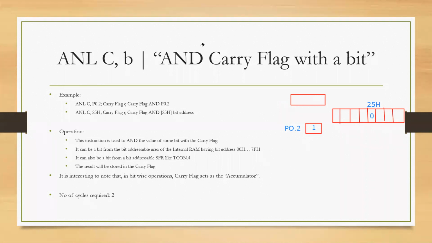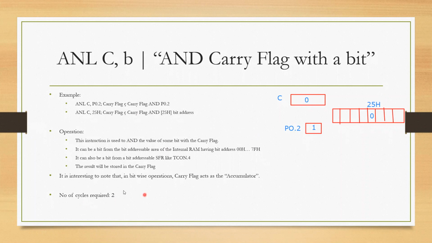So this 0 is placed in the carry flag. The carry flag will get the content of the carry flag ANDed with the value in 25 hex location. So you get 1.0, and the 0 value is copied to the carry flag. So this is used to AND the value of a bit with the carry flag. The bit in a special function register or in a bit addressable memory location is ANDed with the carry flag and the result is stored in the carry flag.